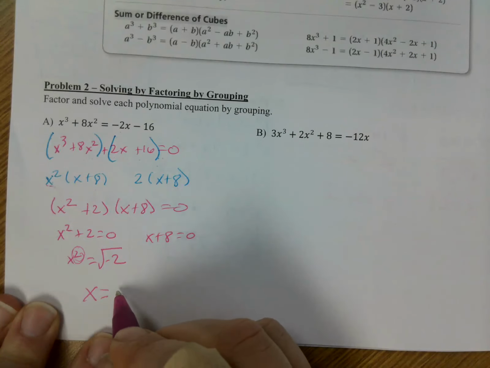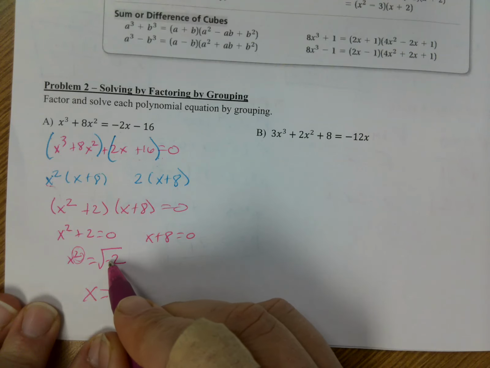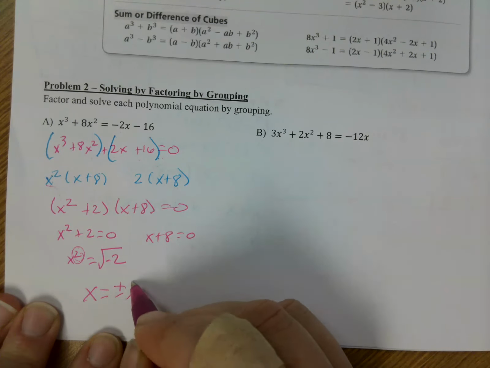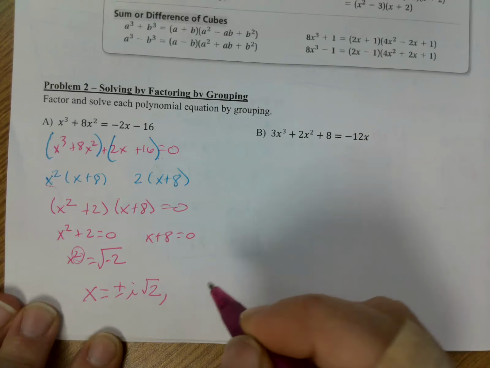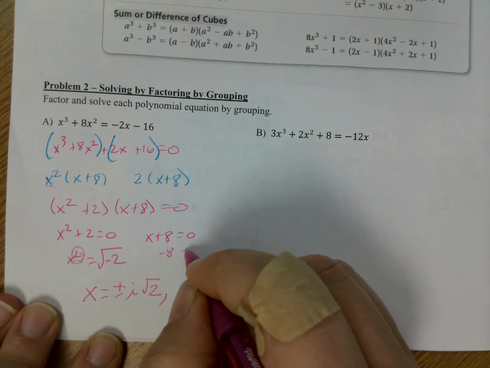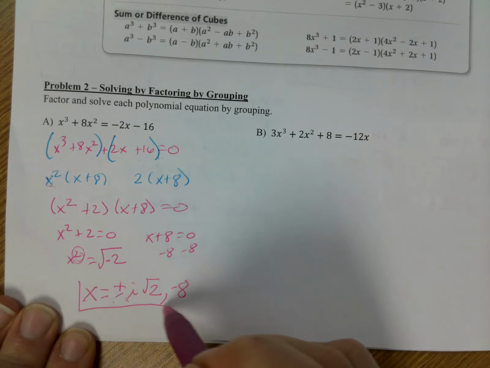So x is equal to positive negative because of this squared. Because this is negative right here, this has to have an i and square root 2. I can't simplify that any further. Comma, my other answer would be subtracting 8 on both sides. So my 3 roots here are 1, 2, 3. So this is my final answer.